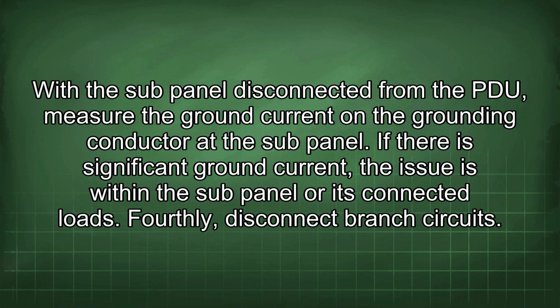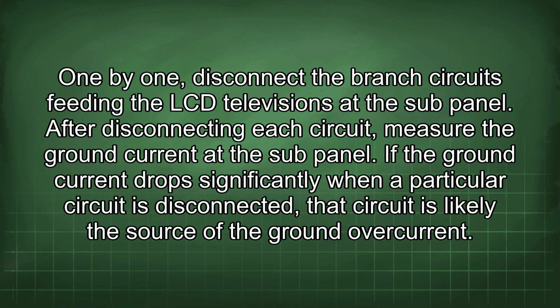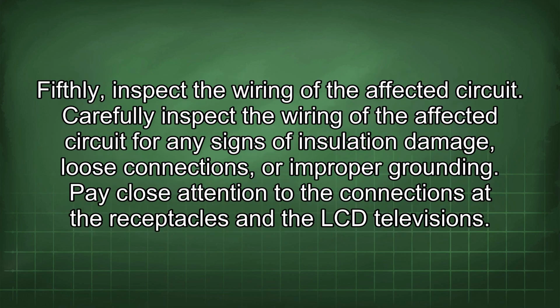Fourthly, disconnect branch circuits. One by one, disconnect the branch circuits feeding the LCD televisions at the subpanel. After disconnecting each circuit, measure the ground current at the subpanel. If the ground current drops significantly when a particular circuit is disconnected, that circuit is likely the source of the ground overcurrent.